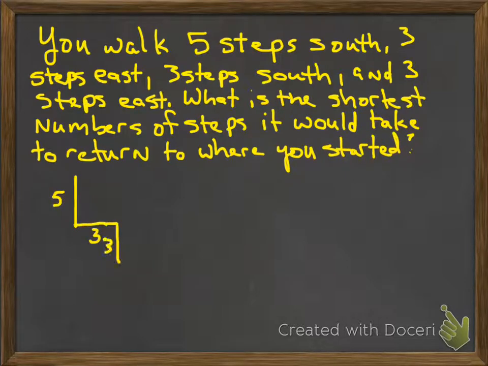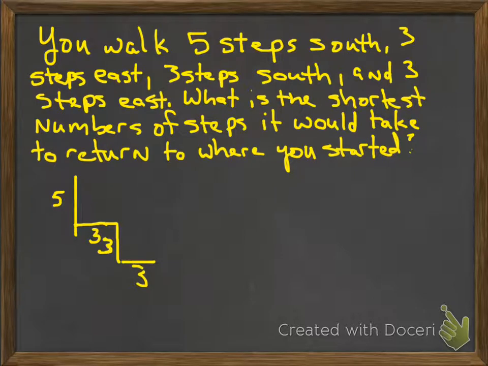Okay, so you can kind of see me drawing it out here. Let's go back for a second. Why am I drawing it the way I am? Well, it said 5 steps south. So I picked a point and drew a line going down to think south, 5. Then I go east, which means go to my right, 3. Then I went south again, 3. Then I went east again, 3.